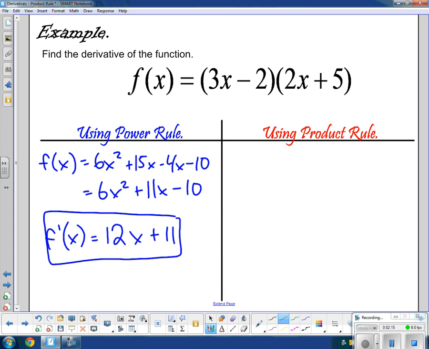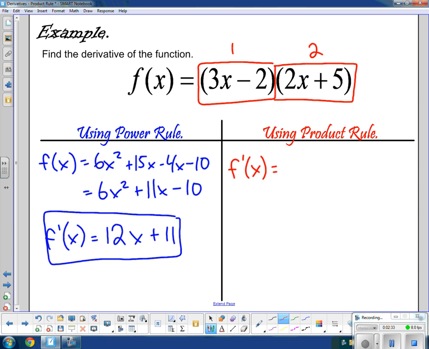In the product rule, think of what we need. We have the idea that there's two functions that are being multiplied together. Here's my first function, 3x minus 2. Here's my second function, the 2x plus 5. So using the product rule, my derivative is going to be 1, my first function, 3x minus 2, times derivative of 2. So 1d2. Derivative of 2x is 2. Derivative of 5 is 0. So the derivative of 2x plus 5 is just 2.